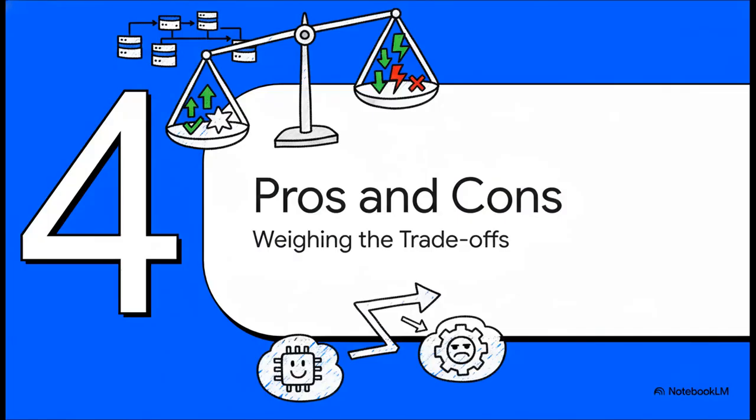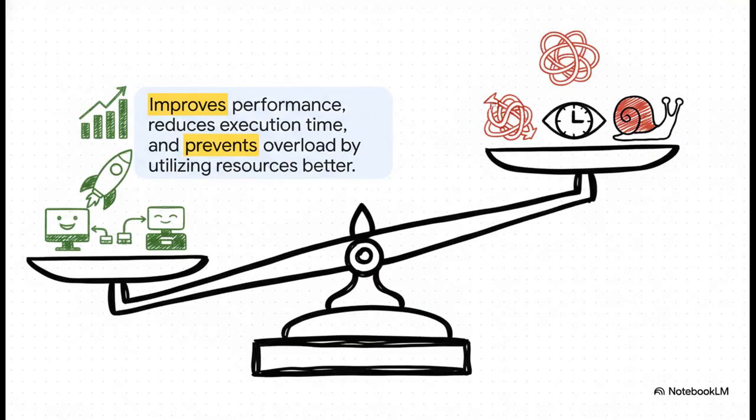So this all sounds pretty amazing, right? For the most part, it is. But like with any solution in engineering, there are always trade-offs. So let's quickly look at the pros and cons. When you look at the advantages, they're pretty clear. You get a big boost in system performance, things get done faster, and you're making much better use of all your available resources. It's a great way to stop parts of your system from getting overwhelmed.